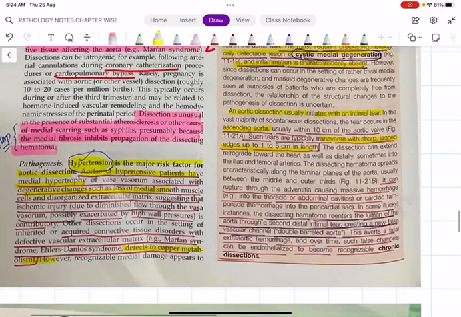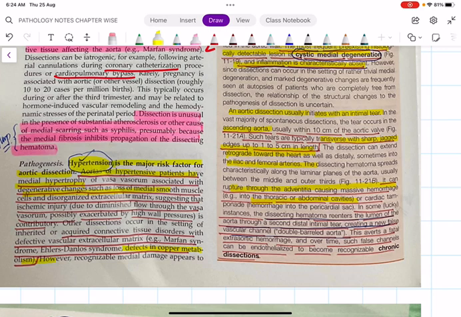Fine. And remember, the dissection can extend towards the heart, or sometimes it can extend towards the iliac and femoral artery. That means it may extend anterograde as well as retrograde, and it can also rupture through the tunica adventitia, which may cause a massive hemorrhage. Usually this hematoma will be within the tunica media itself. Sometimes it can rupture the adventitia and cause life-threatening thoracic and abdominal cavity hemorrhage. Fine?